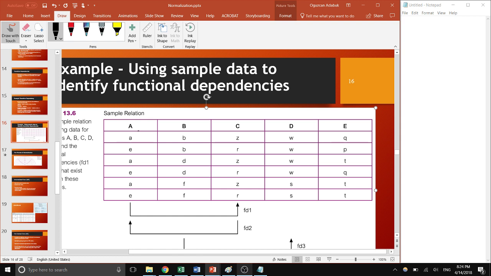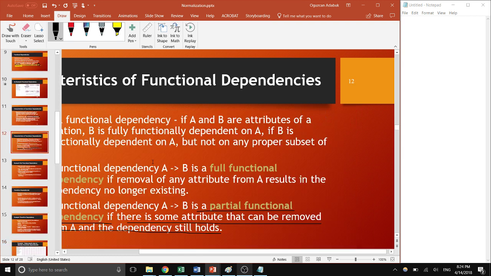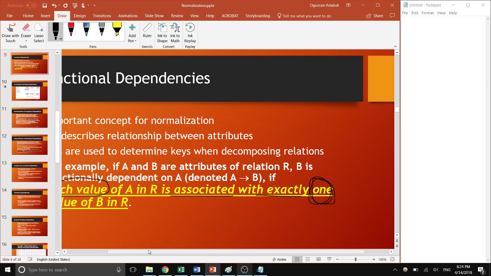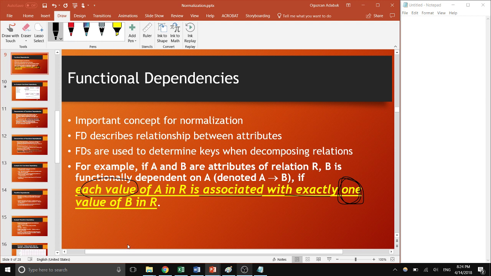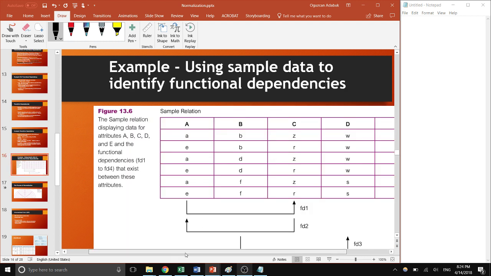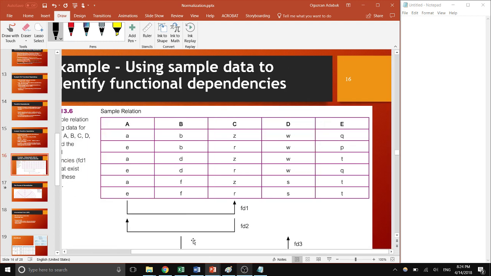attribute A. Now let's see, remember our rule here. B is functionally dependent on A if each value of A is associated with exactly one value of B. Based on this rule, we're going to find the functional dependencies, and from there we're going to find some keys. For example, let's start with A.